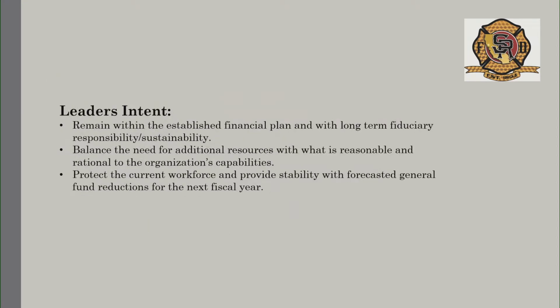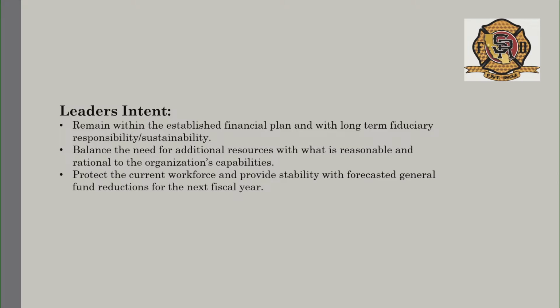So I just wanted to share with you what essentially the leader's intent or the strategy was that I gave the team to build this implementation plan with, so you understand where they were coming from. It's to remain within the established financial plan and with long-term financial fiduciary responsibility and sustainability, number 1. Number 2 is balance the need for additional resources with what is reasonable and rational for the organization's capabilities.